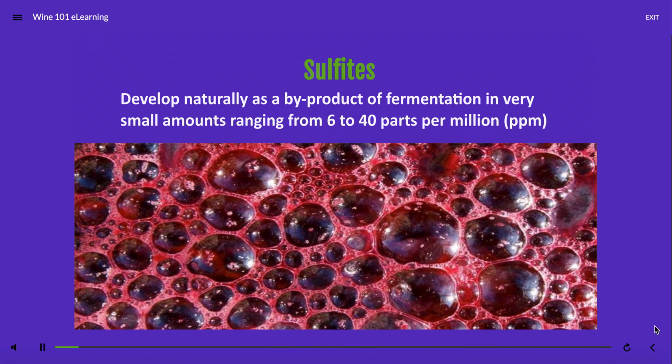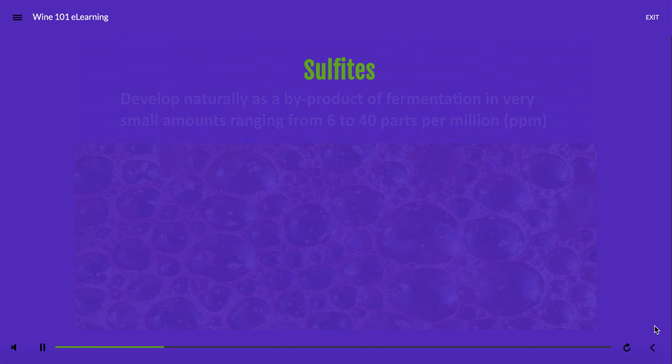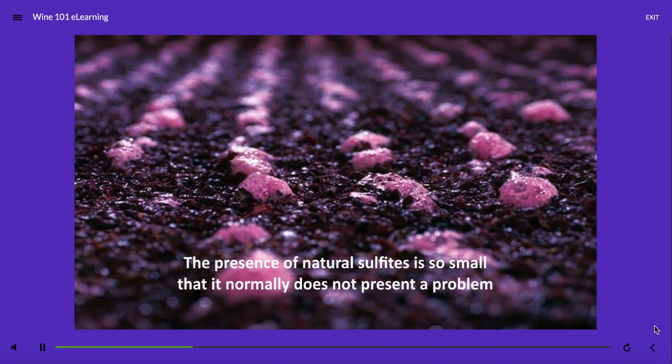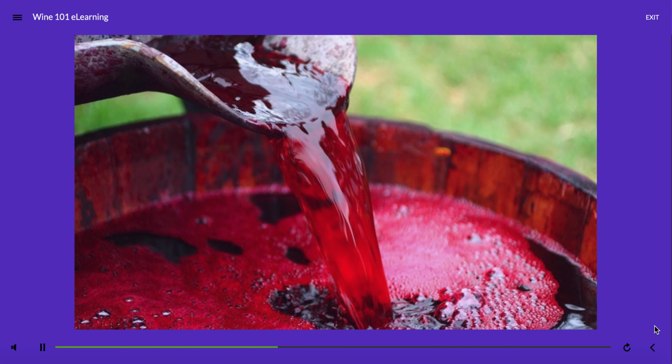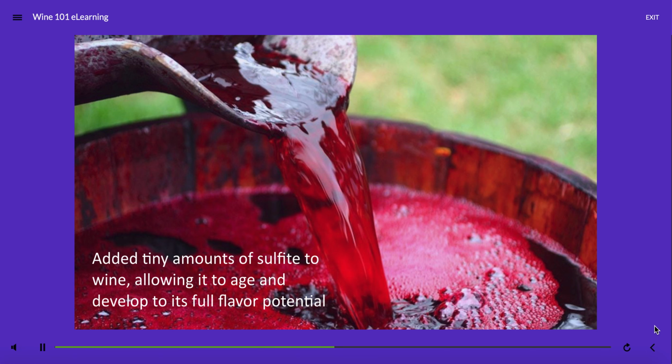Sulfites develop naturally as a byproduct of fermentation in very small amounts, ranging from 6 to 40 parts per million. The presence of natural sulfites is so small that it normally does not present a problem except for the most sulfite-sensitive people. In addition to natural sulfites, for centuries, winemakers the world over have added tiny amounts of sulfite to wine, allowing it to age and develop to its full flavor potential.